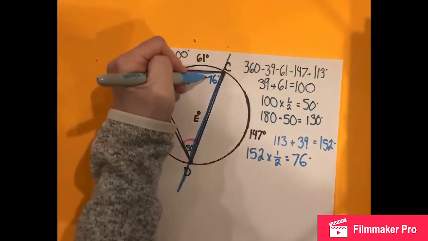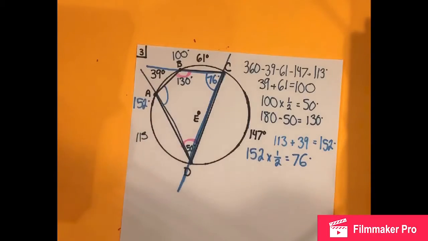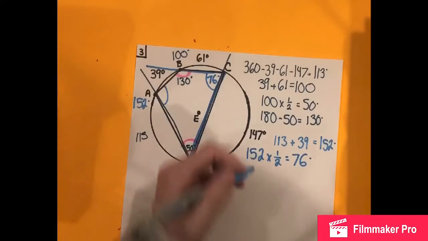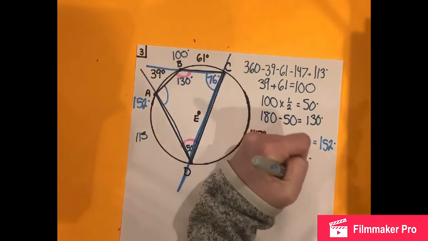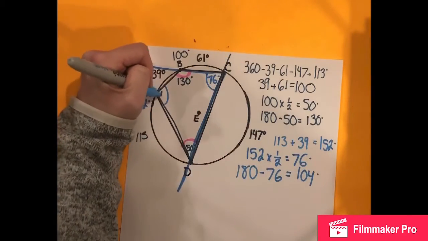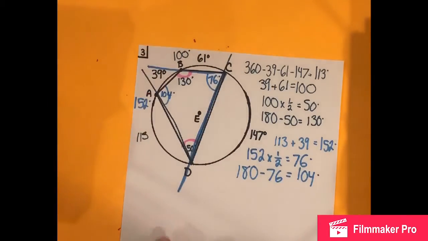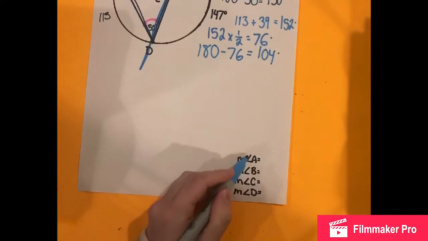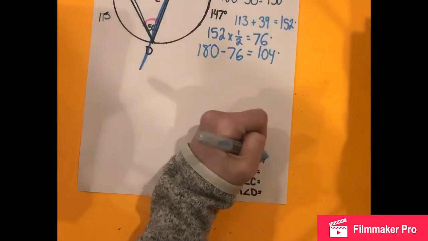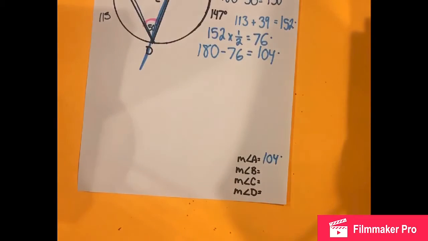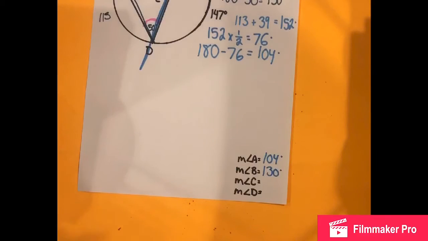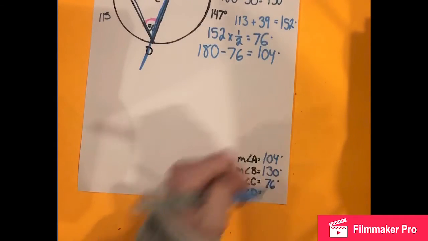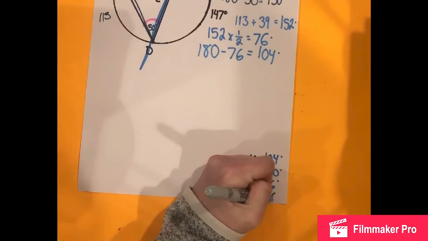The two of them here and here are supplementary because they're opposite from each other, inscribed in this circle. So here I'm going to lastly take 180 minus 76 and I get 104. I'm going to plug 104 degrees in there and let's see what they actually need. So they want the measure of angle A. In this case, I know it's 104 degrees. They want the measure of angle B. I know it's 130. Measure of angle C, which is 76 degrees, and the measure of angle D, which is 50.